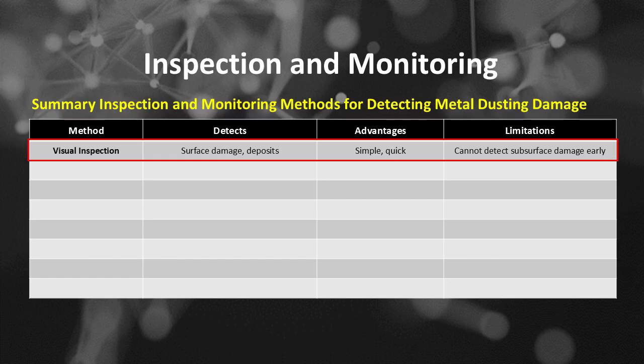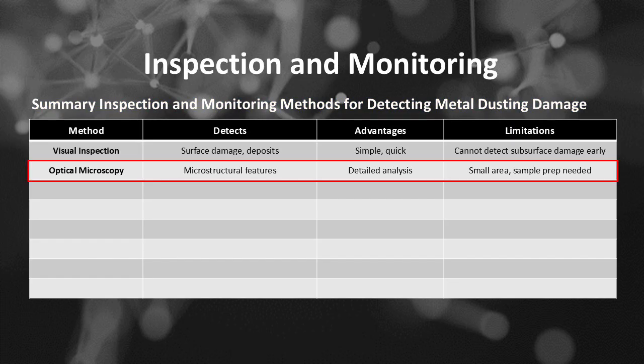If the method is visual inspection, it is used to detect surface damage and deposits. The advantage is that it is simple and quick, and the limitation is that it cannot detect subsurface damage early. If the method is optical microscopy, it is used to detect microstructural features. The advantage is detailed analysis, and the limitations are small area and sample preparation needed.